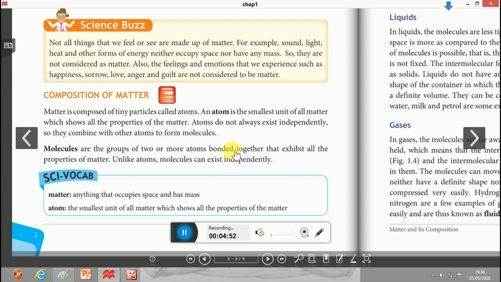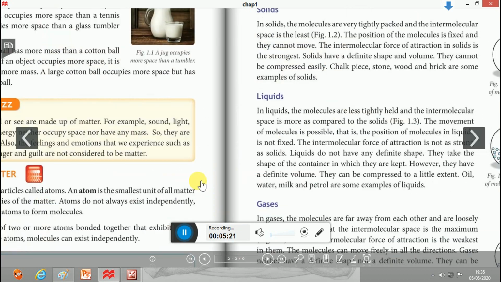Bonded. The term bonded means the force of attraction between two or more atoms in a molecule, which is typically termed a chemical bond, the force of attraction which holds two or more atoms in a molecule. In your science vocab, there are the definitions of matter and atom.